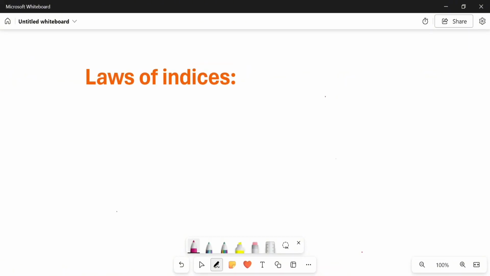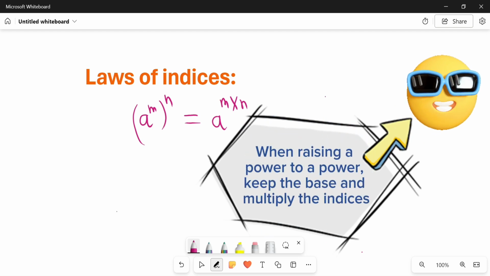Now guys, we're gonna work on the third law of indices. It's like a to the power of m raised to the power n. So as you can see here, we have two powers. And it will be a to the power of m times n. So when we are raising a power to a power, we keep the base and multiply the indices.